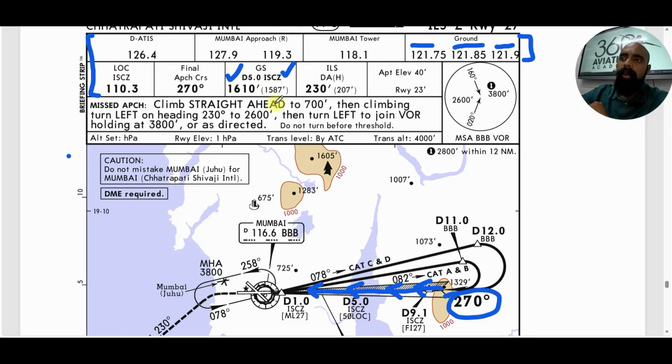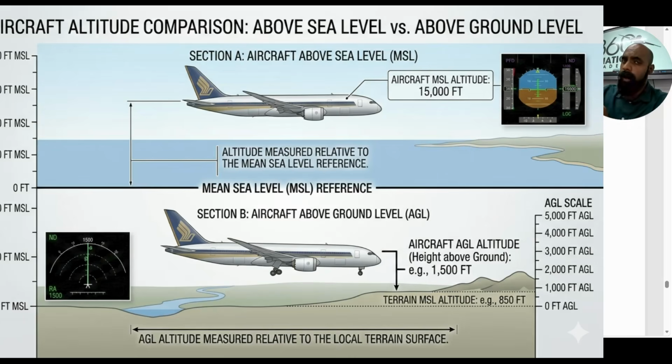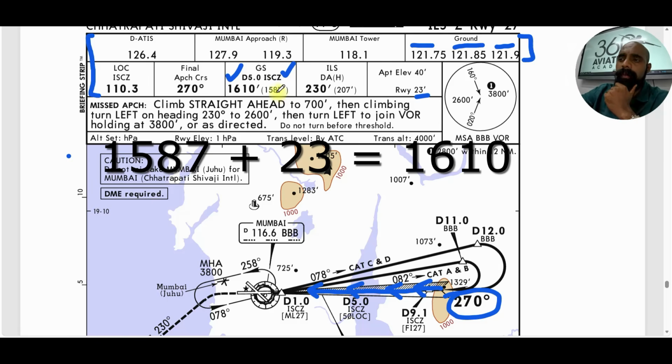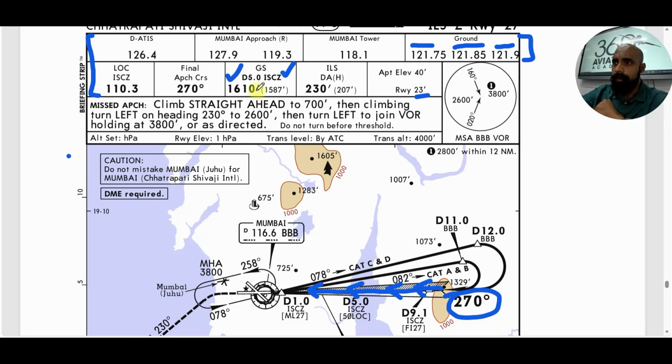And over here is 1587. That is your height above ground. You can see that Mumbai is not exactly at sea level. It's slightly above sea level, almost 23 feet above sea level. You can see that over here. So if you add that 23 feet, 1587 plus 23, you get your altitude of 1610. So that's your altitude and height above ground, which you need to check when you're on the glide slope.